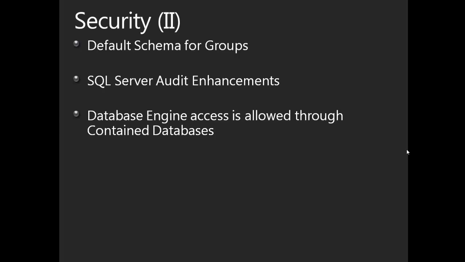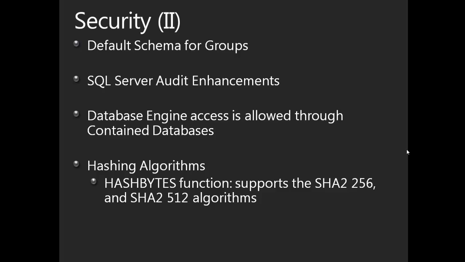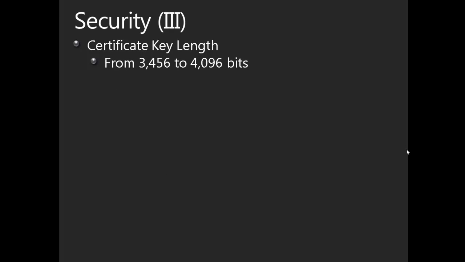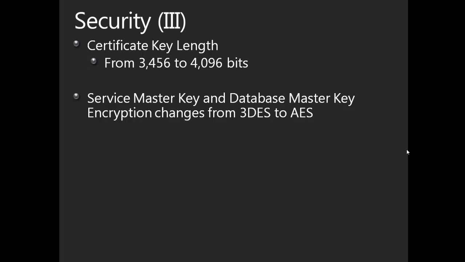Again, the contained database feature that allows database engine access limited to specific database users, because this is also a security feature, not only a manageability feature. With respect to hashing algorithms, the HASHBYTES function now supports the SHA 256 and SHA 512 algorithms. The certificate key length has been expanded from 3456 to 4096 bits. Service master key and database master key encryption changes from 3DES algorithm to AES.